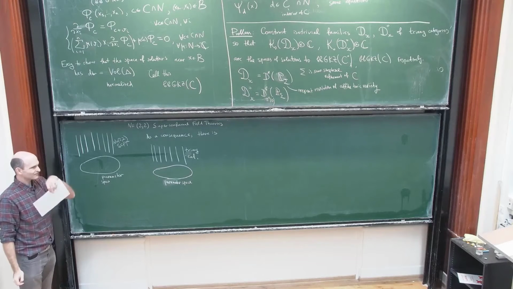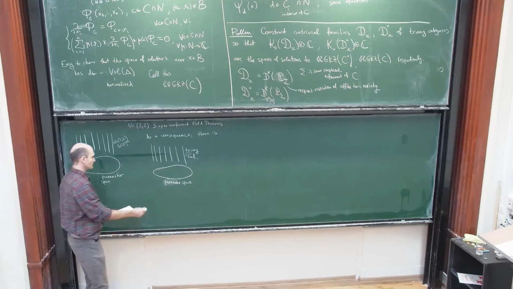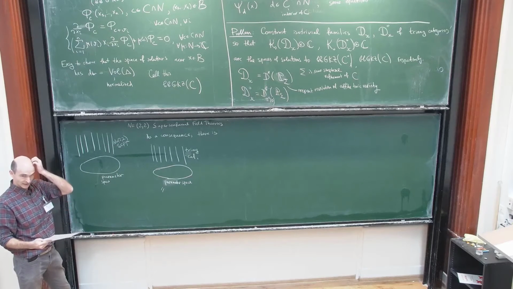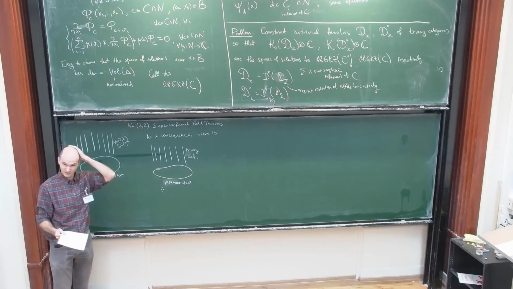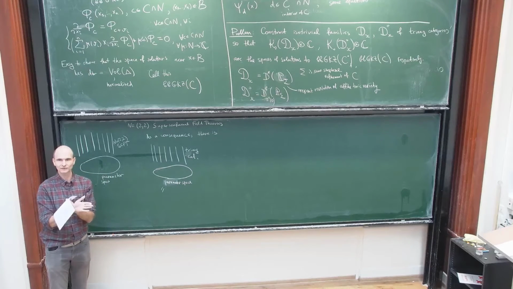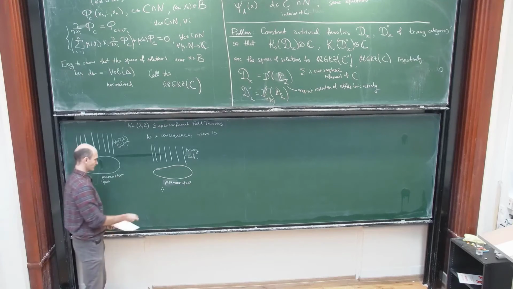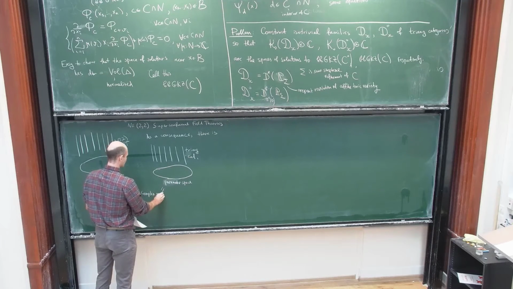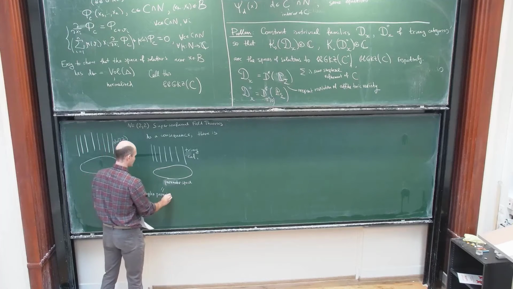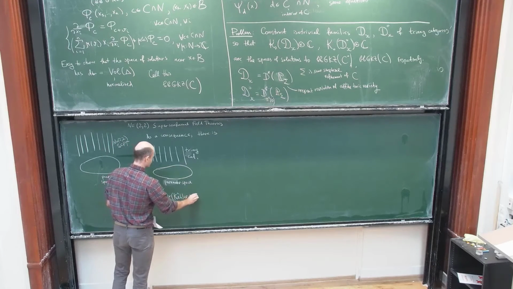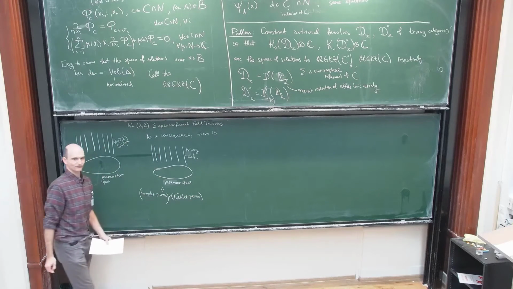In many cases of interest, the parameter space is a product of two parts: the complex moduli and the Kähler moduli. So there's a complex parameter and there's a Kähler parameter. Whatever that means.